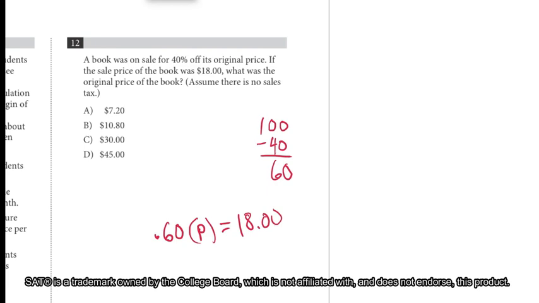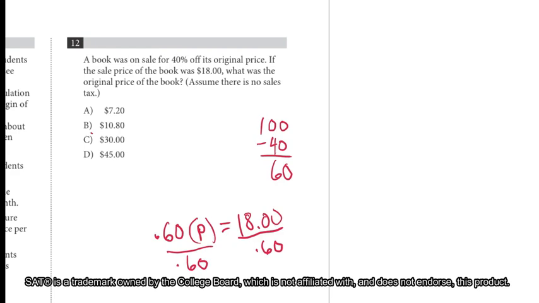Now to solve for P, just divide by 0.60 both sides of the equation. And obviously, a calculator is not needed here. 6, that's 3. The only one that goes exactly 3 here has to be the $30.